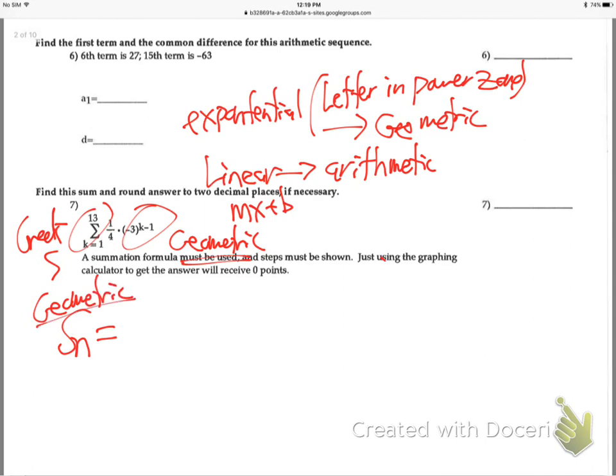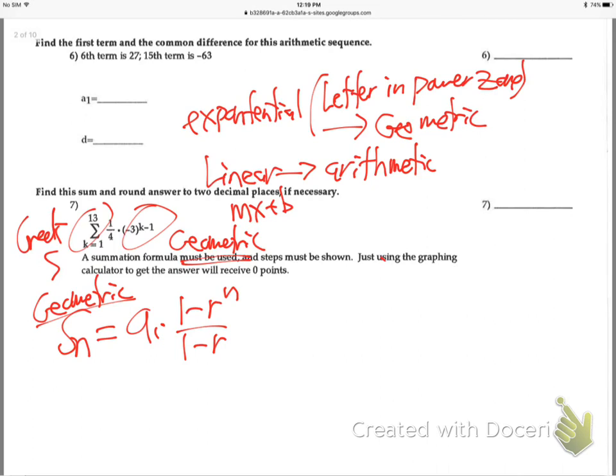Does everybody see how I figured out which formula to use there? Again, we knew it was geometric because it's exponential. The k in k minus 1 is up in the power zone. If it's linear, that'd be arithmetic. If it's exponential, it's geometric. And then the Greek s means sum. So s sub n is a1 times 1 minus r to the n over 1 minus r. That's on the top of the first page. Don't even need to put it on your 3x5 card. It'll be there on the test for you on the top of the first page.